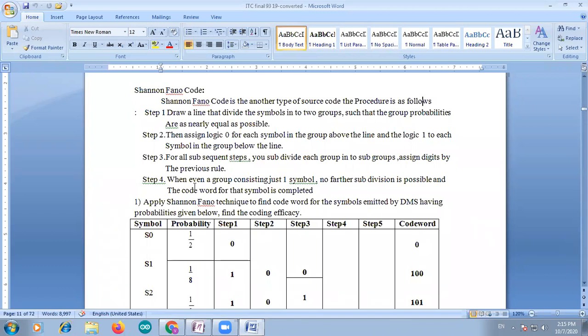That is why you make the grouping of the symbols into two depending on the probability of equal equivalence.